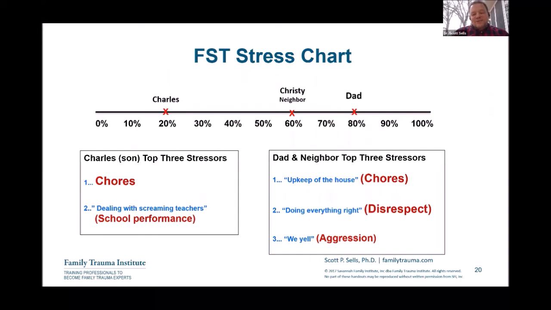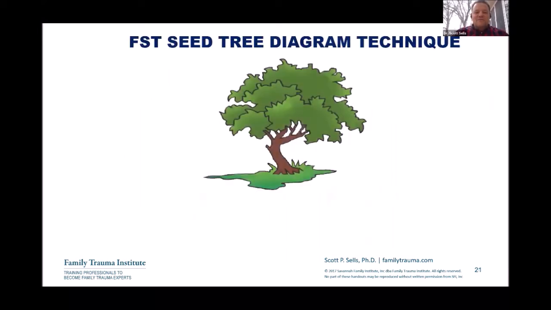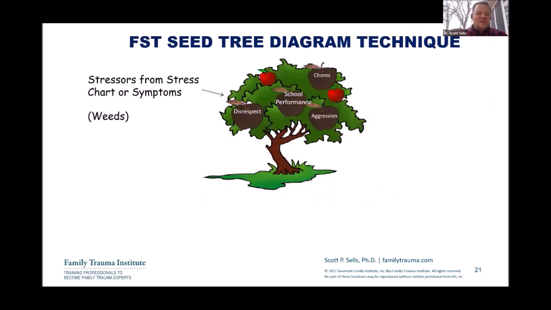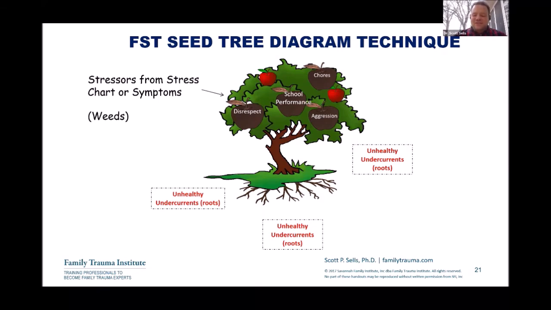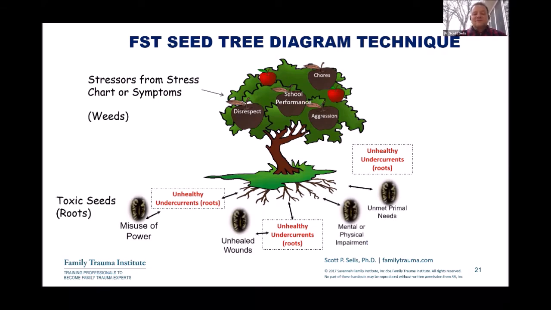So I'll say to the family, okay, now let's look at these. And I also call these as another metaphor. These are the weeds that we see that we can pull. And a plant doctor will look at the tree and look at the apple and say, okay, the apple based on the fruit is either healthy or not, but a good plant doctor will go beneath the soil and look at these seeds that are the drivers or causes of the stressors, or as we call them, symptoms.